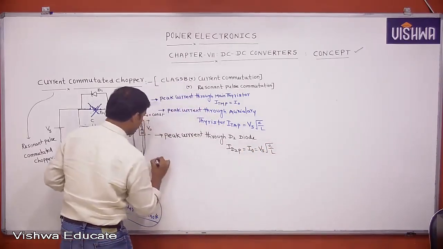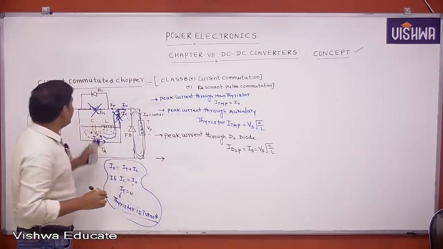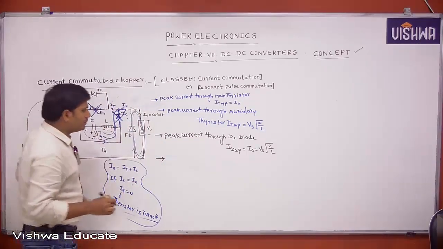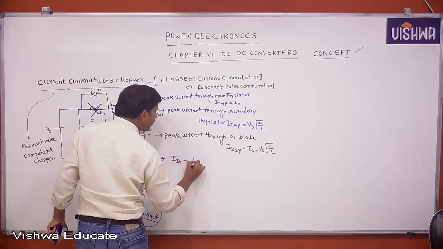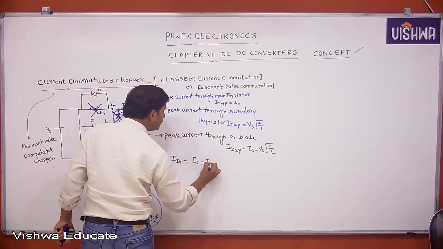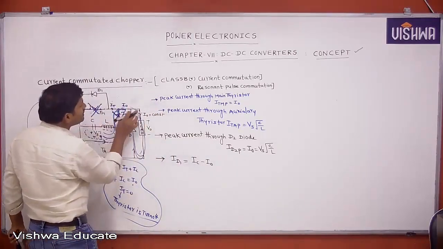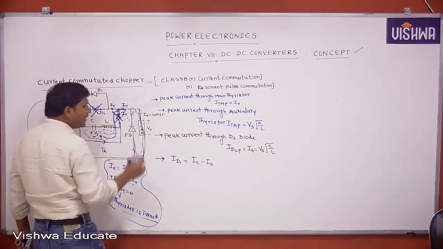Next. What is the current carried by the D1 diode? The current carried by the D1 diode equals IC minus I0. IC will supply I0, and the remaining current is carried by the D1 diode.